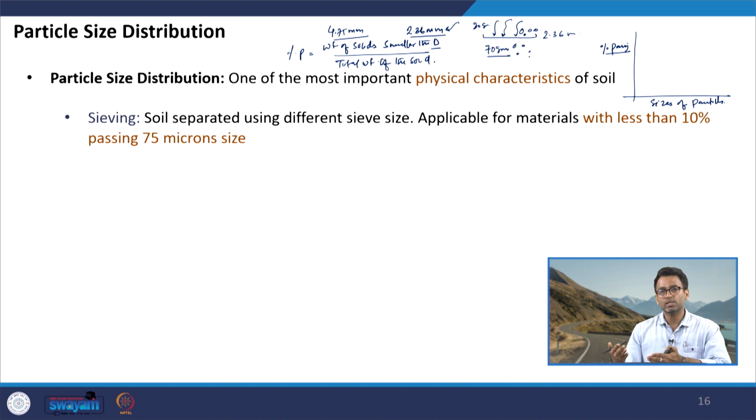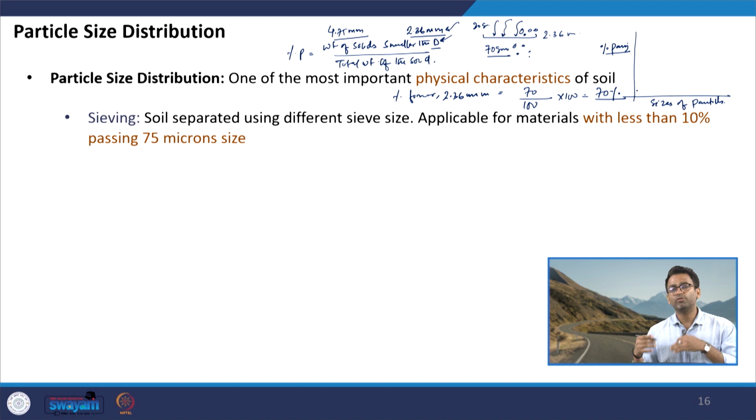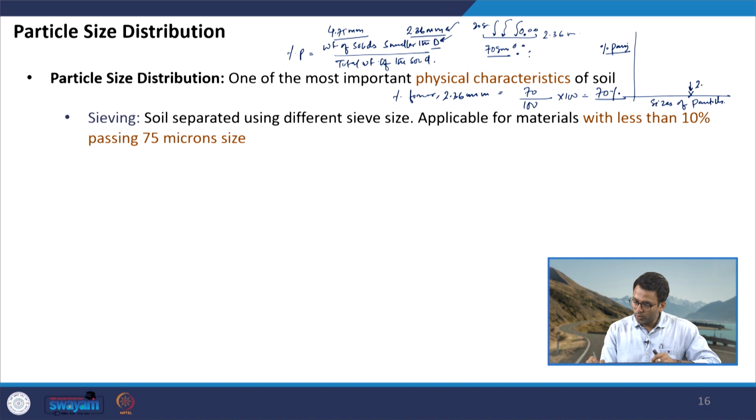So the percentage finer than 2.36 mm will be equal to how much? The weight of solid smaller than 2.36 mm, that is 70 gram, divided by the total weight, 100, into 100. So we have 70% of the material finer than 2.36 mm, and corresponding to the 2.36 mm sieve I mark 70% and get one particular point. Similarly, for other sizes I follow the same procedure and get the percent passing for different sizes of particles in the soil mass.